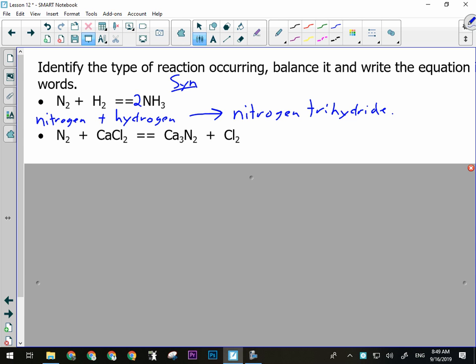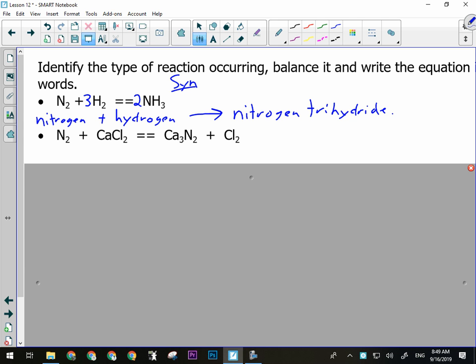So now my nitrogens are balanced. But when I do that, there's now how many hydrogens? 6. So what needs to go here? A 3. And now the whole reaction is balanced. You don't have to write those numbers in the word equation? No, because it doesn't change what it is. It just changes how much. So no, I wouldn't have to write 1 nitrogen, 3 hydrogen, or 2 nitrogen trihydride. We don't write the numbers in the word reaction.